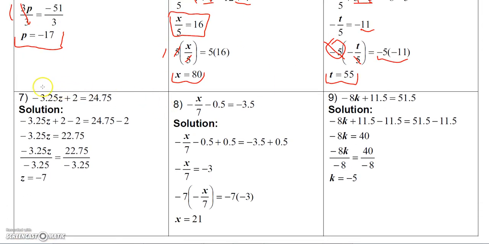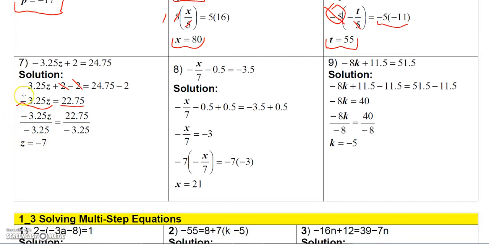Okay, so just a couple more here. I threw some decimals at you here. So here I'm going to subtract 2 from both sides. If I subtract 2 from the left, that's just going to cancel the positive 2. So 2 minus 2 cancels, and that'll just leave me with the negative 3.25z. And then on the right-hand side, I'm going to subtract 2. Well, 24.75 minus 2 is 22.75.